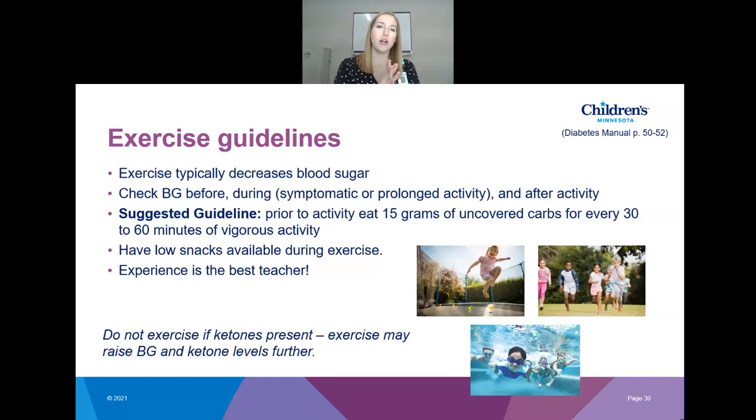Little side note, if we ever have ketones present, which we'll learn about in our next video, but if we do have ketones present, we do not want to exercise as this can make the ketones worse and raise our blood sugar.